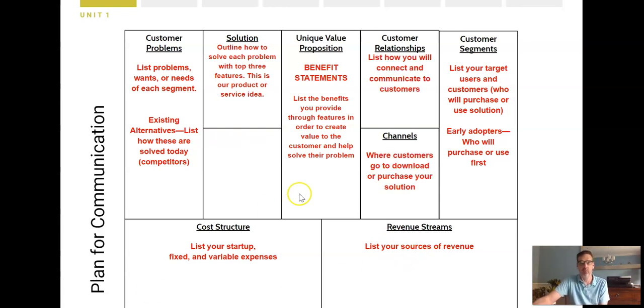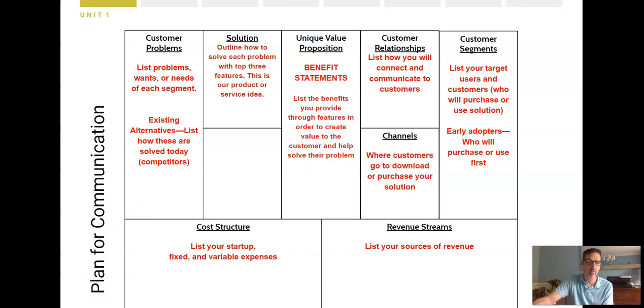Then you want to connect with how will you connect to and communicate with your customers. So how will you do that? What are you going to do? Is it going to be emails? Is it going to be social media? Is it going to be advertising through the newspaper? Depending upon whoever your customer segment is, how are you going to communicate with them? And then where are you going to get them to buy your product? Where is this location going to be? How are they going to purchase your solution? What are the channels at which you're going to communicate with your customer?